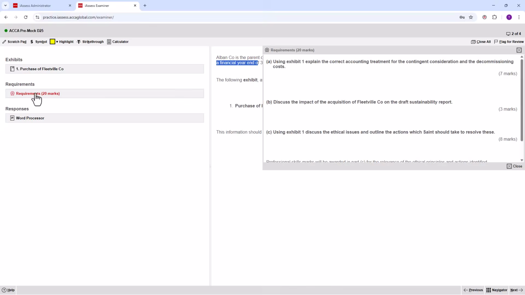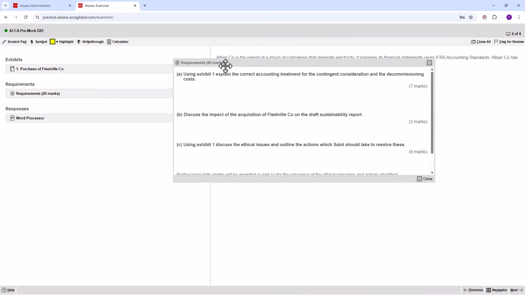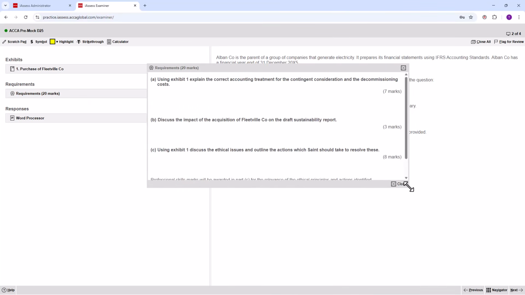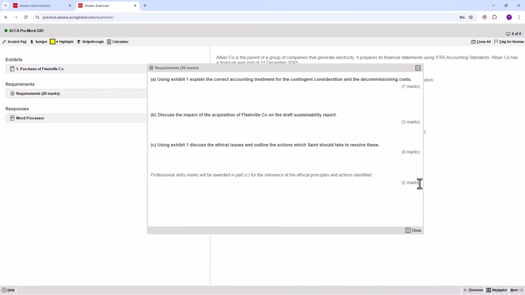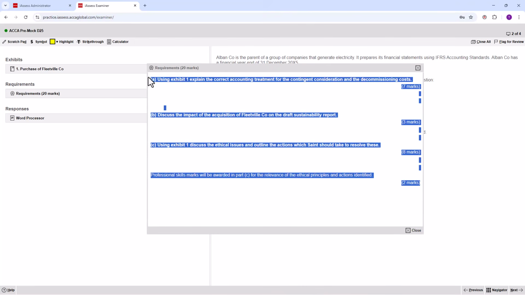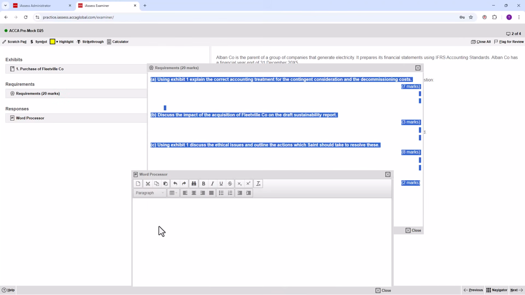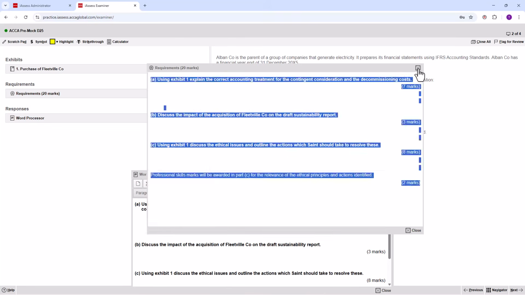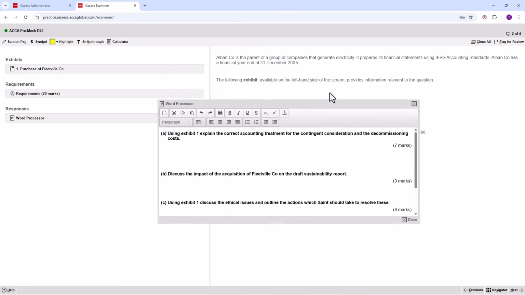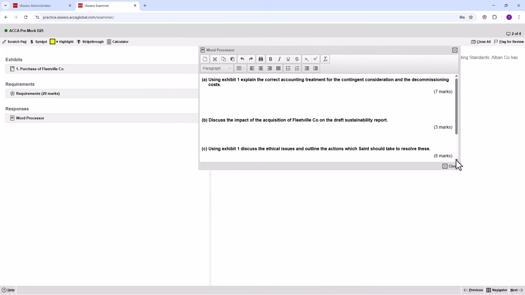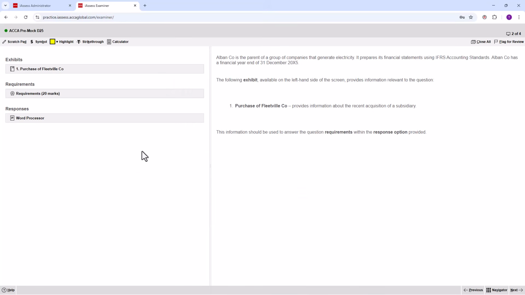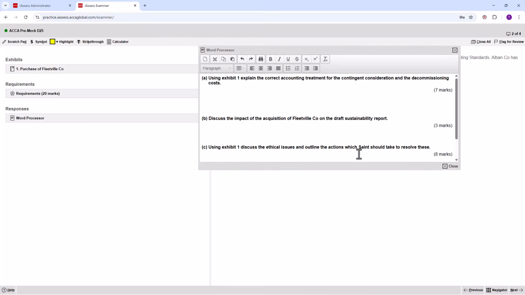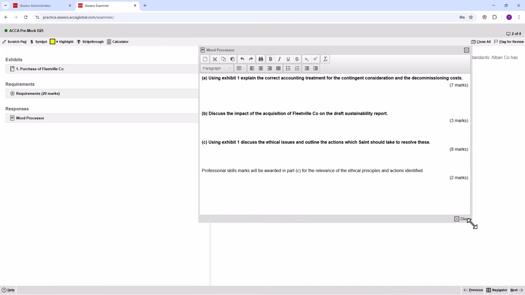So the first thing that I want to do is to open up the requirement. The first thing that I want to do is to read that requirement, but actually control copy paste that into my Word response area so that I minimize the number of windows that I have open at any one time. And although we don't have to do the overall exam questions in order, you can do question 2 first. That's quite a clever strategy for many of you.